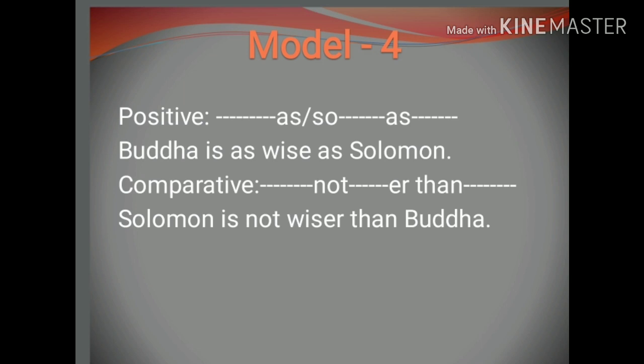Model number 4. In positive degree, adjective should be in between as or so as. For example, Buddha is as wise as Solomon. In comparative degree, not plus adjective plus ER than is observed. For example, Solomon is not wiser than Buddha.